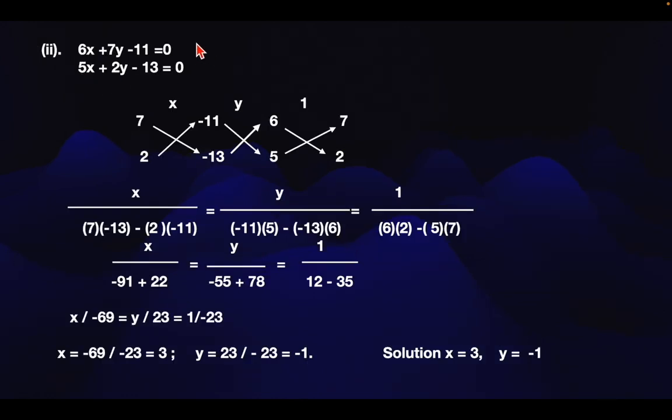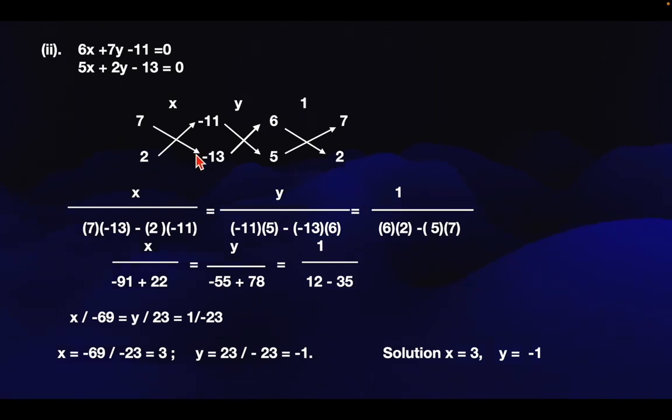Okay, these two equations are given in the standard form. So directly we are going to write this. First write down x, y and 1. Below x, start with the coefficient of y: 7, -11, 6 and 7. Write it in such a way that x is in between these numbers. y should also be in between. 1 also should be like this. Okay, for the next equation, again start with the coefficient of y: 2, -13, 5 and 2.